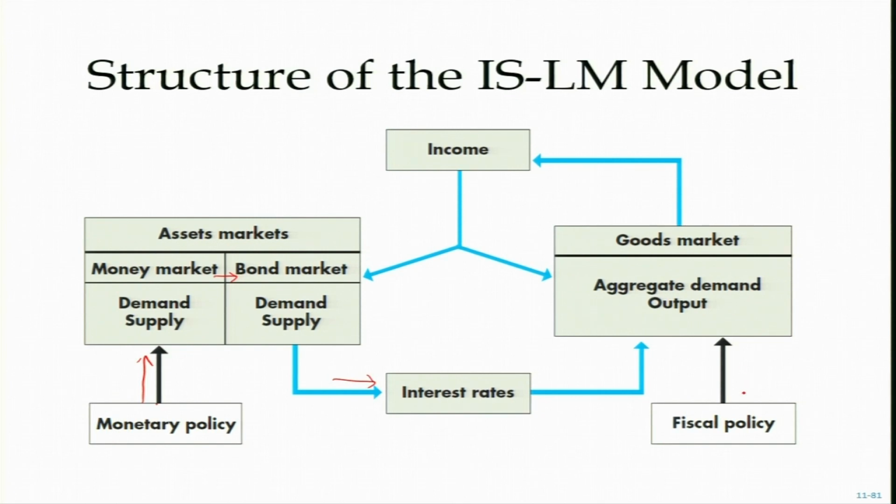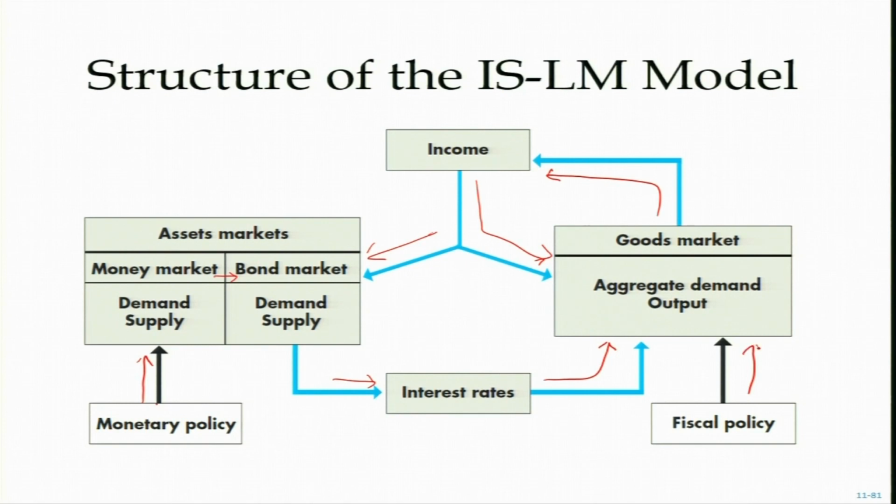And this would further affect aggregate demand, right? That is about the goods market. This further leads to an increase in income, and the increase in income again has an impact on the goods market as well as the assets market.